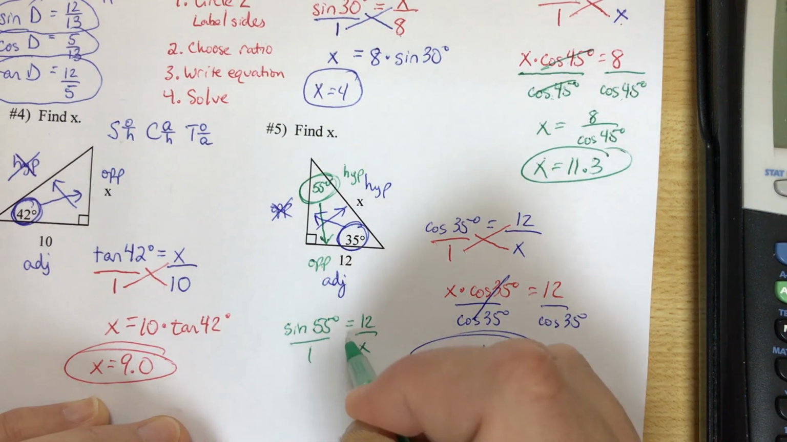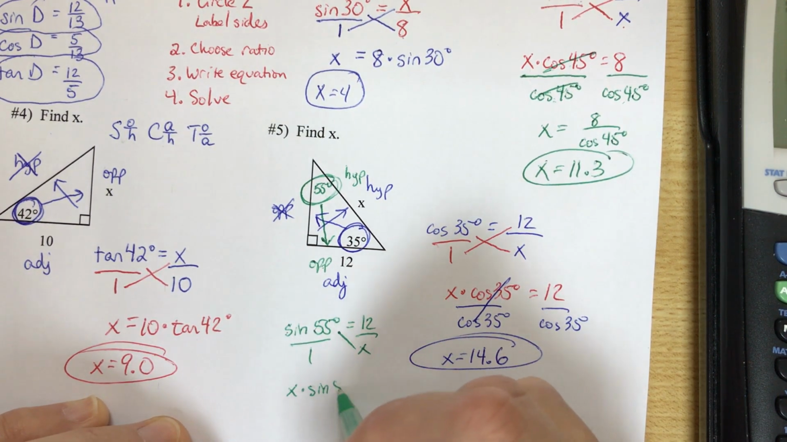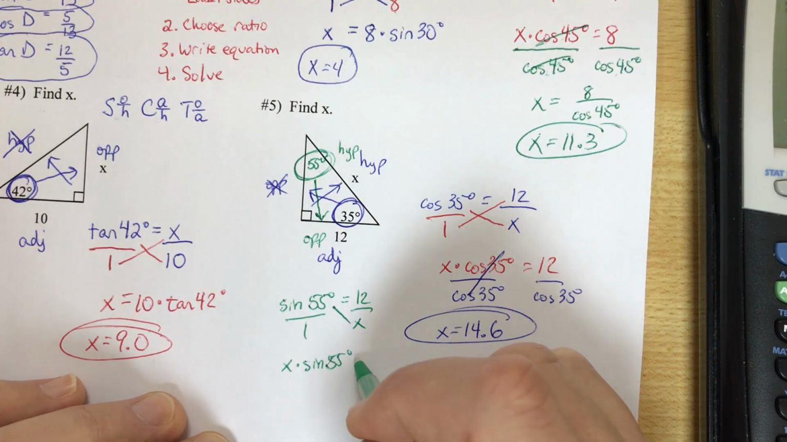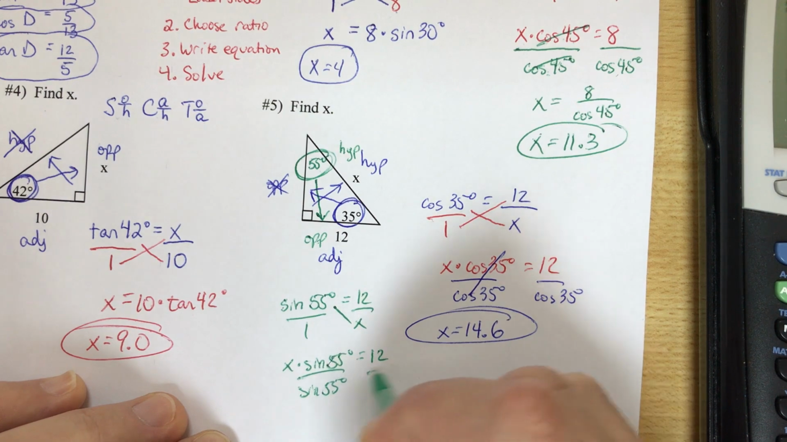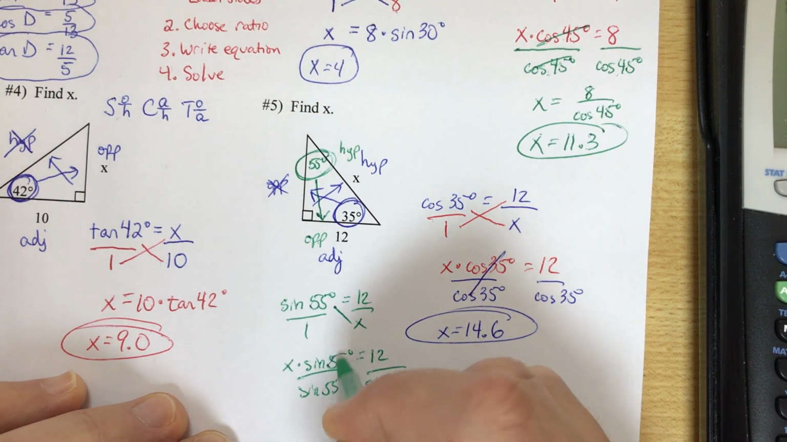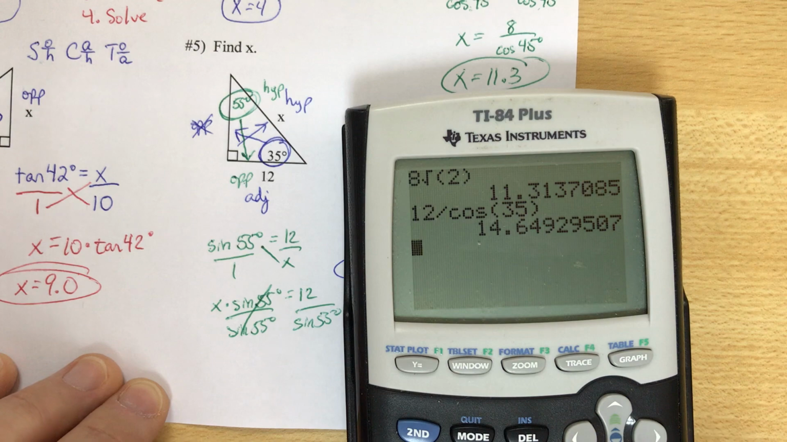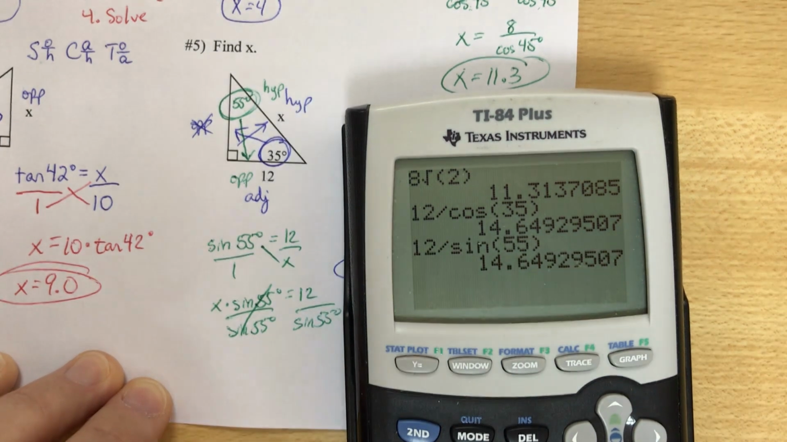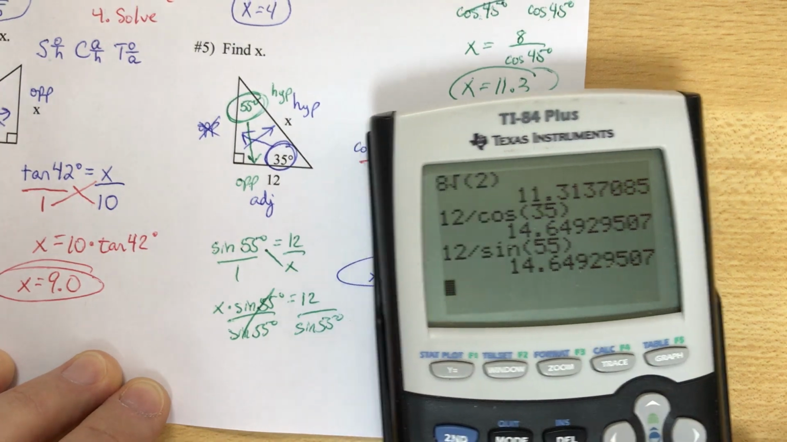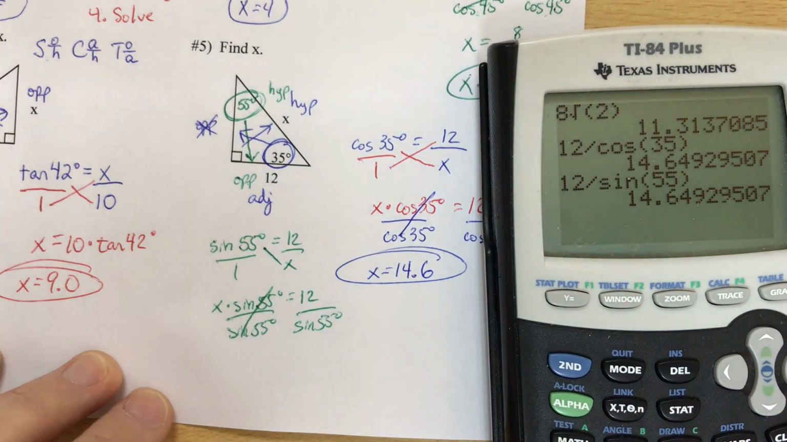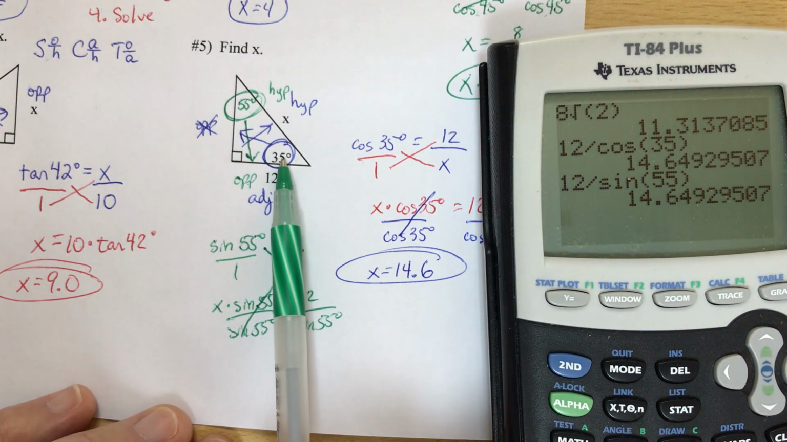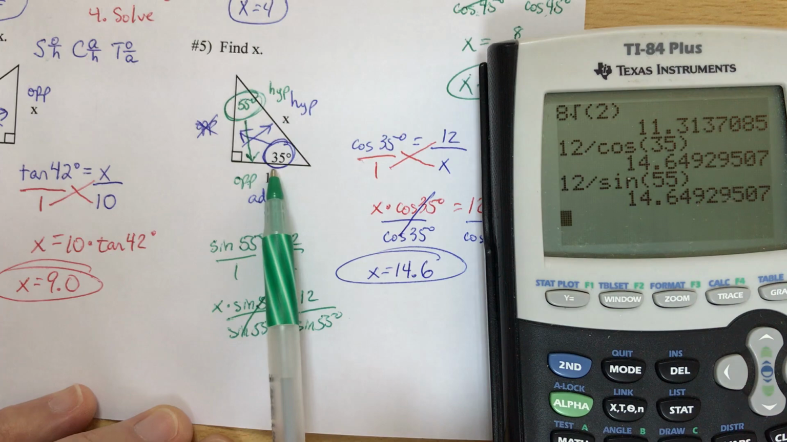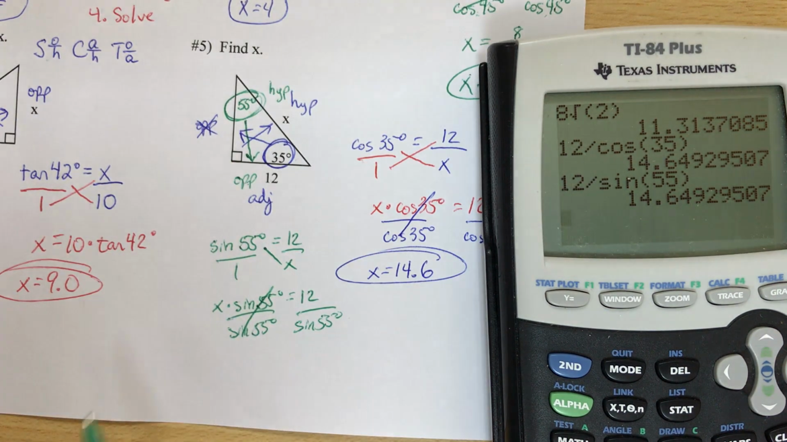And if I solve that, x times the sine of 55 is equal to 12. 1 times 12 is 12. Divide by sine 55. Does that give me the same answer? Let's see. 12 divided by sine 55. Yeah, so you get the same answer. So again, there's more than one way that you can do these. It's easiest just to take the first angle that you see, the first acute angle. Don't use the 90. All right, that's the end of part 2.